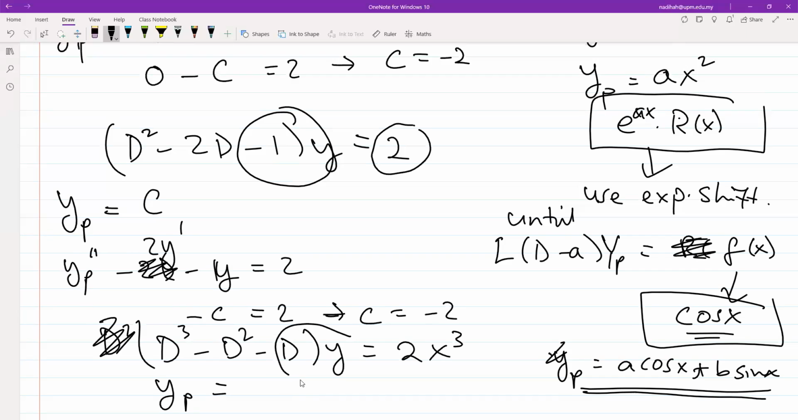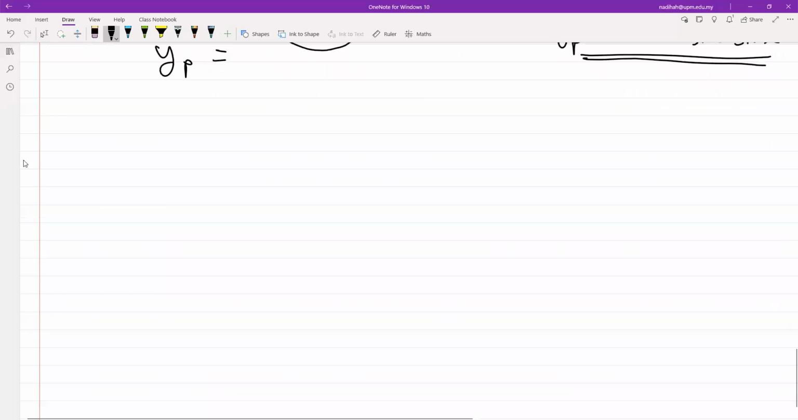Sebab tengok yang kat sini. Cuba, yang ni jangan, tak payah risaulah. Okay, yang ni sebab apa? Sebab yang ni adalah X kuasa 3, dia apa ni, quadratic function, cubic function. Contohnya kalau saya ada satu lagi D squared minus 1 of Y equals to E to the X.